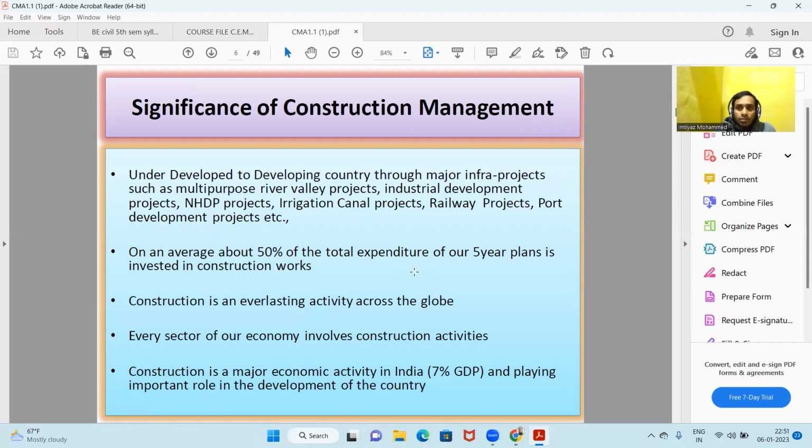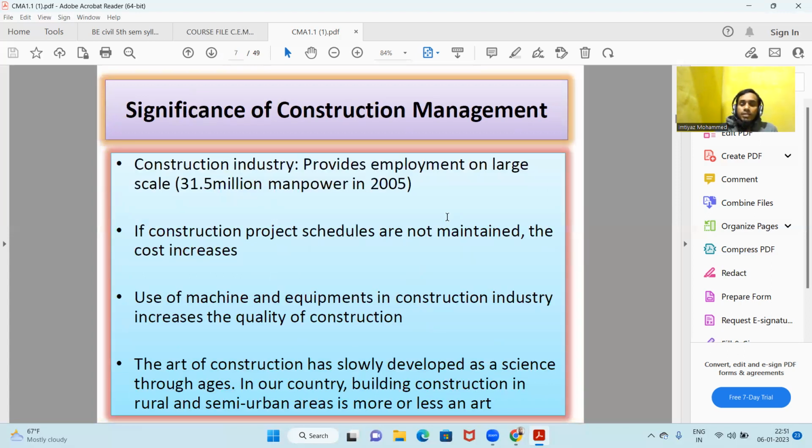Now you can see here, no management, no office, no portfolio can function without an office, for an office requires construction. Moreover, construction is a major economic activity in India because it contributes 7% of the GDP. Thus, construction plays a very vital role in the development of any economy. The construction industry is providing employment to a very large portion of the human population. According to one estimate, in 2005, 31.5 million manpower was employed in the construction industry.